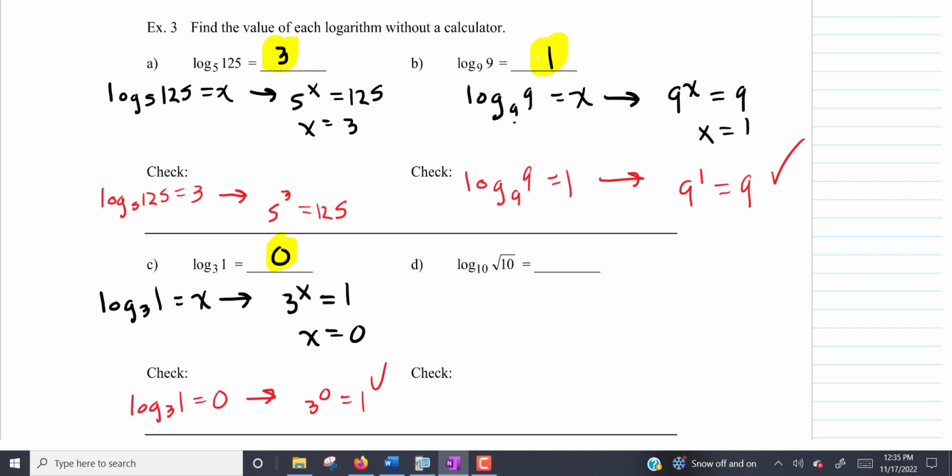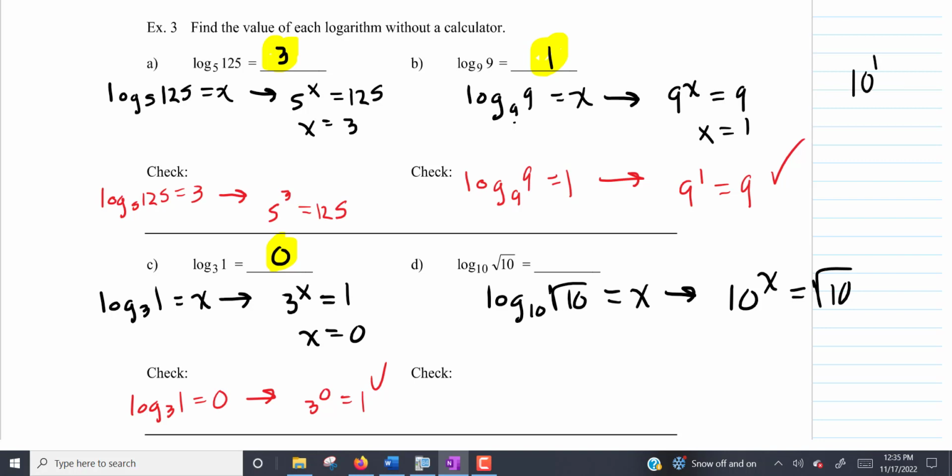Okay, let's see if we can figure out the next one. So you're going to say log base 10 of square root of 10 is equal to x. Write that in exponential form. So it will be 10 to the x power equals square root of 10. Does anybody know? Told you that'd get a little harder. I'm not sure if anybody would know or not. We have talked about this before, but it's been a long time.